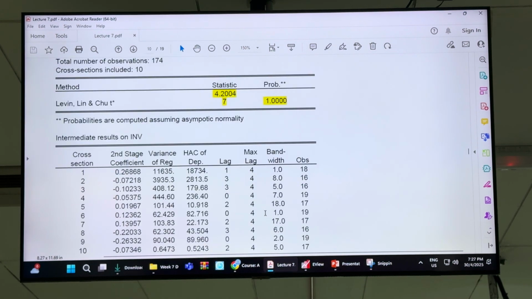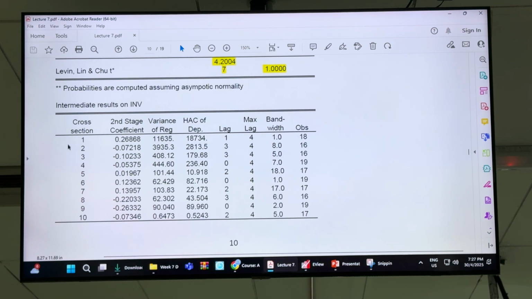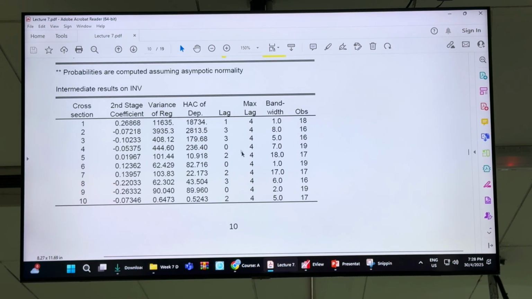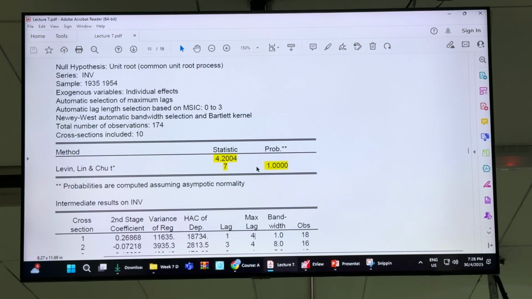How about the first difference? Before we go to the first difference, you can see the individual results. What is the lag length for the individual firms? Maximum lag is 4. Automatic lag is 0 to 3 lags. Automatic means based on the maximum lag; the maximum lag is 4, so they use 0 to 3 lags. For example, for number 4 they use 0 lag, and for number 8 they use 3 lags, based on a maximum of 4 lags for each cross-section. And the bandwidth is also different across the firms. So these are the individual results, and also the second stage coefficient. But what we are concerned with is the general one.